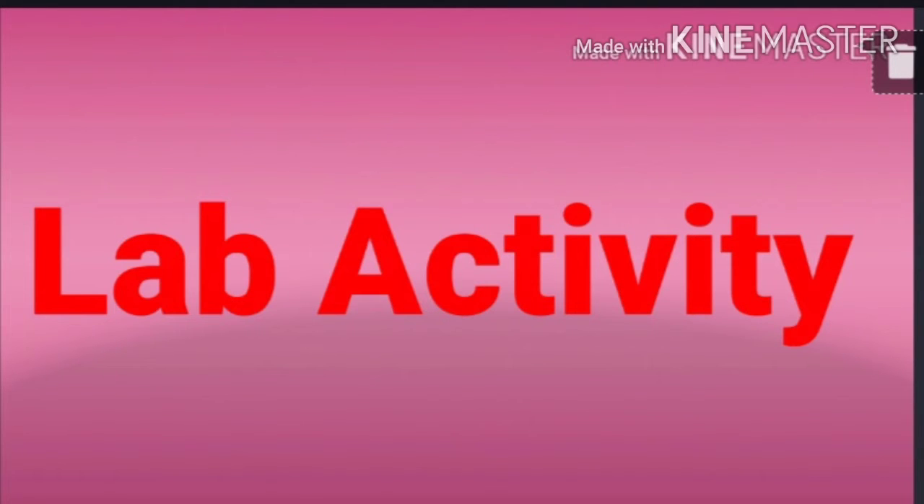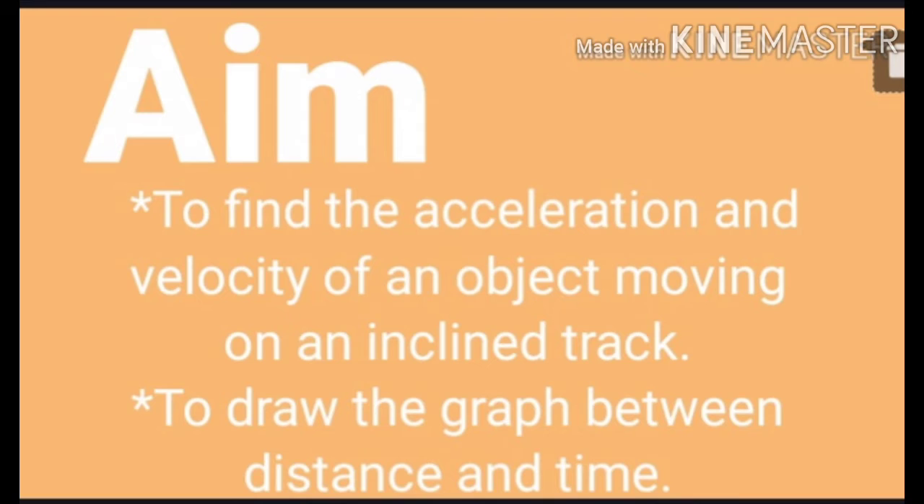In this lab activity, the aim is to find the acceleration and velocity of an object moving on an inclined track. So, to find the acceleration and velocity of an object which is moving on an inclined track, we draw the graph between distance and time.